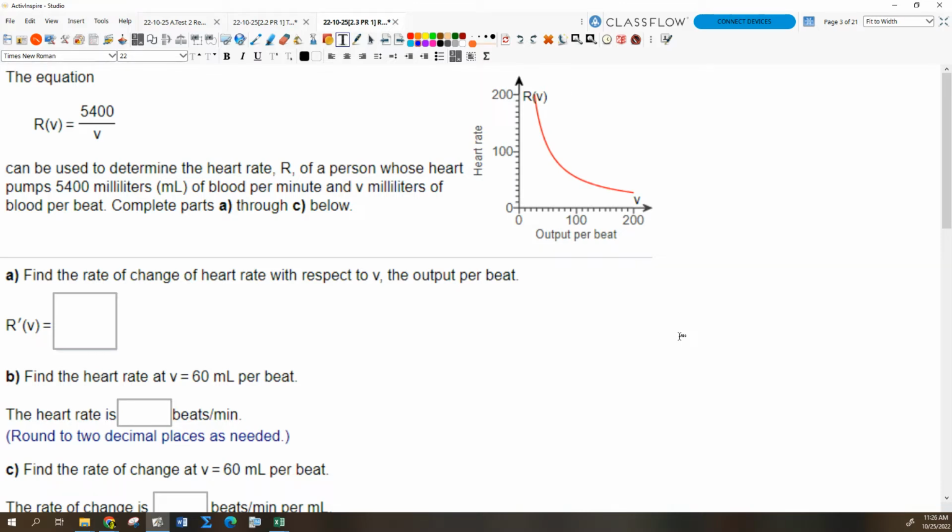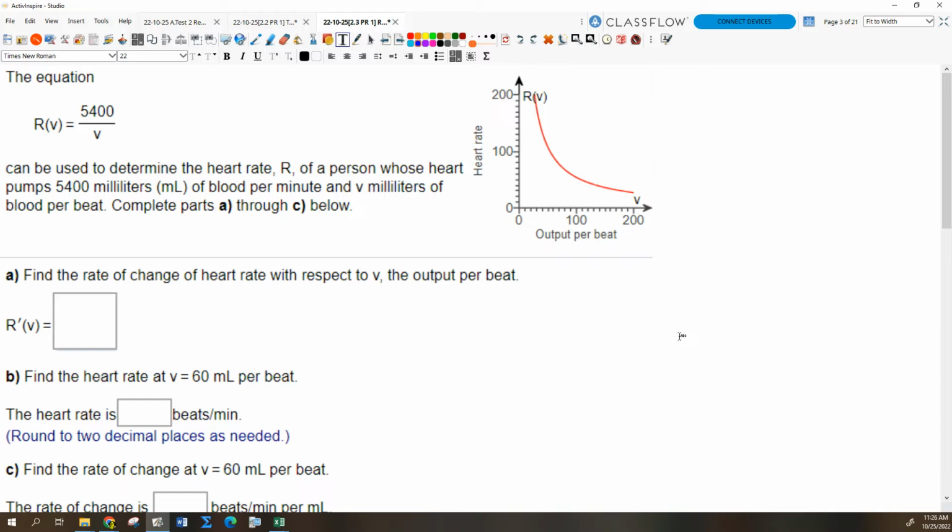It's going to decrease a little bit, isn't it, right? Because now you're getting more blood per beat, so you don't need as many beats per minute to pump that 5,400 milliliters of blood, right? We see that up here. There's a graph of R as a function of V, okay? If I differentiate this, we want to come up with that function, right? The function that relates the heart rate to volume per beat. Okay, how would I do that? I just have to do a little calculus, right?